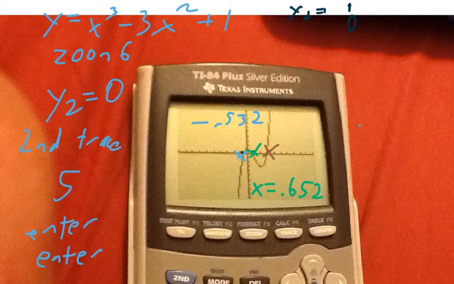Second trace 5. Enter, enter. And then what you want to do is get the x all the way over to the right hand side to where it's close to the brown x would be. And this is going to be x equals 2.88.